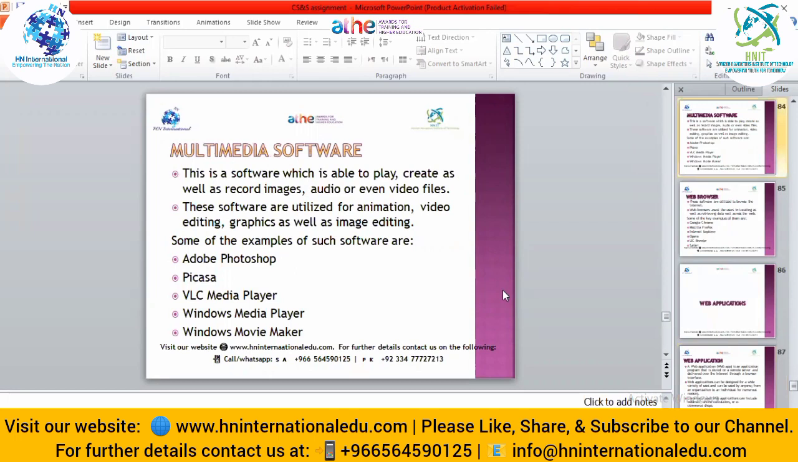Multimedia software is software which is able to play, create, as well as record images. This software is utilized for animation, video editing, graphics, as well as image editing. Different companies use multimedia software for advertisement. If they want an advertisement in graphics form, or want to generate a commercial for their organization, they have to use multimedia software. For example, they can use Adobe Photoshop, Picasa, VLC Media Player, Windows Media Player, and Windows Movie Maker.